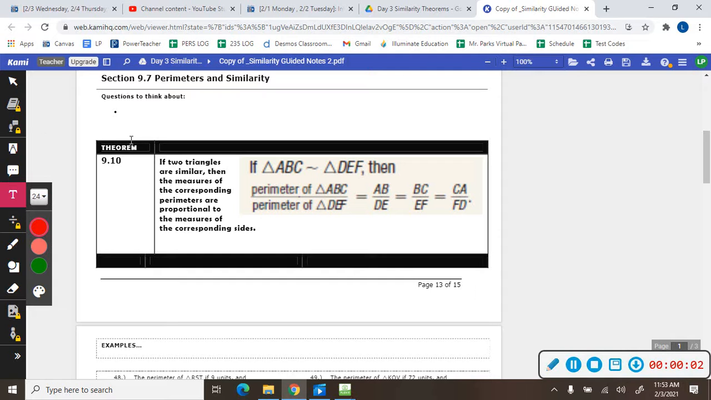So now we're going to talk about similarity and perimeter. If you know two triangles are similar, then the measures of their corresponding perimeters are also proportional, and they're proportional to the measures of the corresponding sides. So not only can you do the corresponding sides, but you could also do the perimeter.